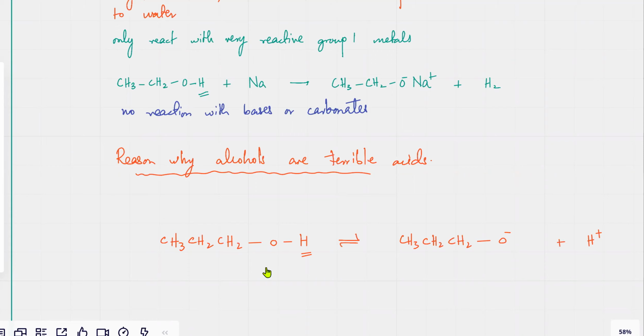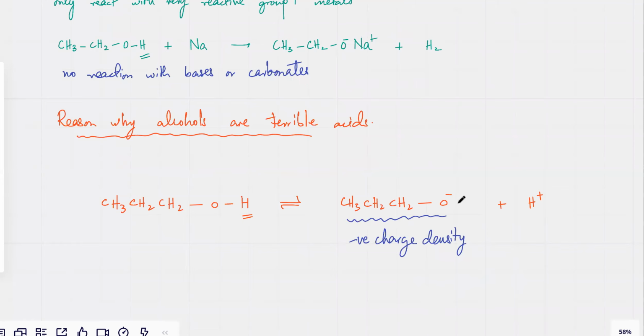Now everything depends on how strong an acid is, and that depends on the charge density on this ion. It depends on the negative charge density on this ion. Because if there's a very strong negative charge on the oxygen atom, then the H plus 1 would be attracted back again, and it would be very hard for the H plus 1 to actually leave. So the acid strength depends entirely on this negative charge density on this ion.